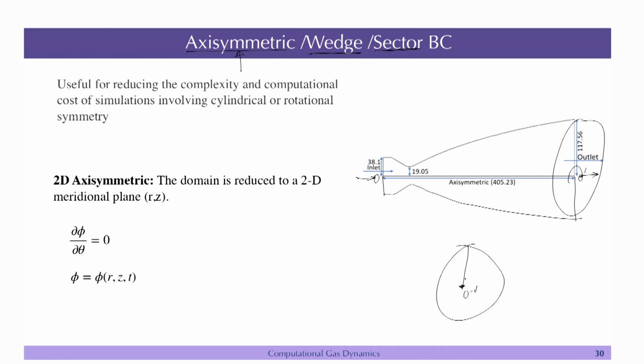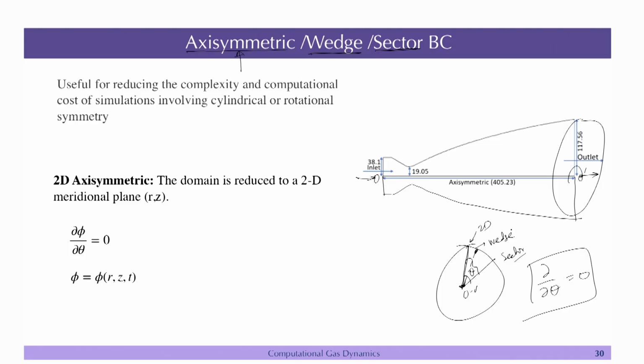You can either take only this plane, which is my 2D plane now. That is axisymmetric 2D. Or you can take a very thin slice here, just one section or one grid point, which is called the wedge boundary condition. Or you can take a plane like this at a certain angle. This is basically the sector. If the flow is completely axisymmetric, all of this should work on the same concept: my del by del theta is equal to 0. There is no variation in the theta direction.